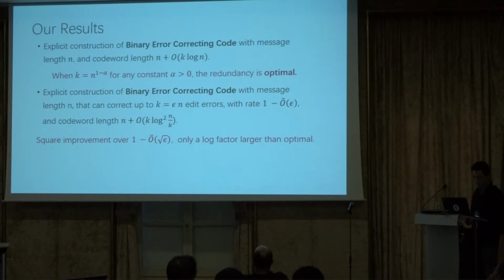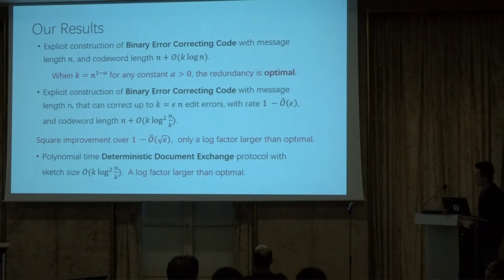And this is a square improvement over the previous 1 minus O tilde square root epsilon result. And the codeword length and the redundancy size is only a log factor larger than the optimal bounds. Our third result is a deterministic document exchange protocol with sketch size big O k times log square n over k. So this is a log factor larger than the optimal, but it's a deterministic algorithm.